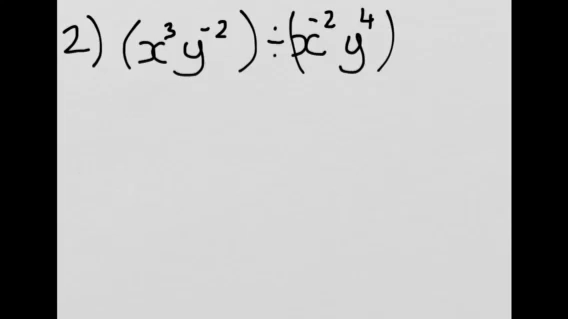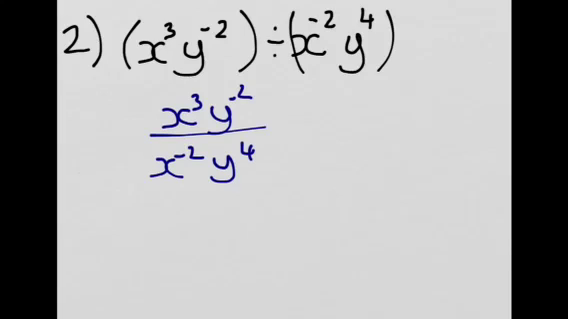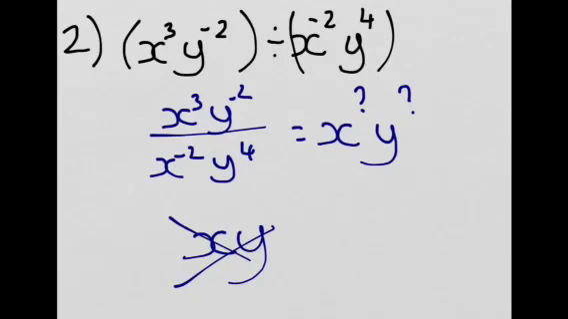So what we've got is x cubed y to the minus 2 divided by x to the minus 2, y to the 4. So you need to deal with the x terms first. We're dividing, so it means we're going to take the powers away. So that's going to be equal to x to the power of something, multiplied by y, and again we're dividing, so we're going to subtract our powers. You deal with each term separately, we can't combine them because they've got different bases. So your final answer can't be xy.